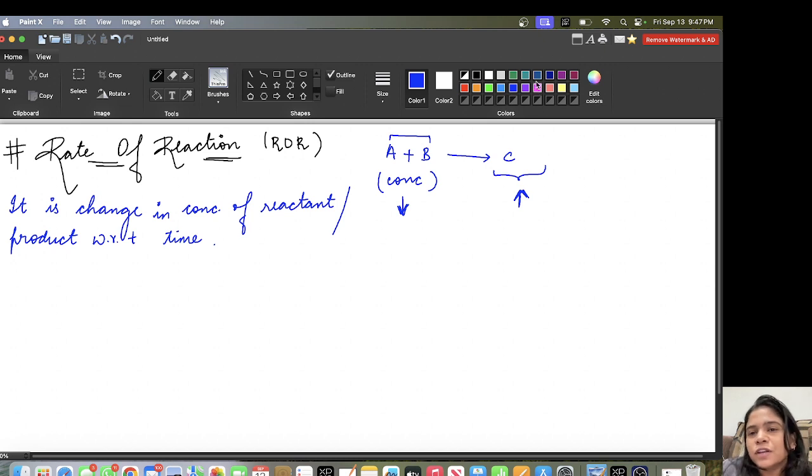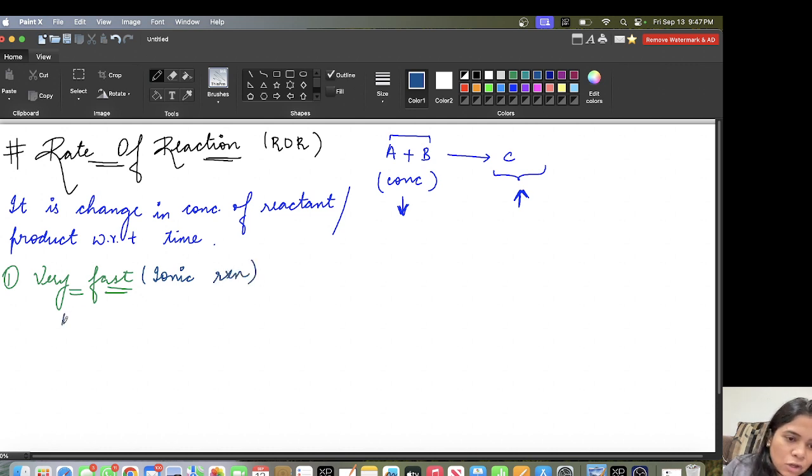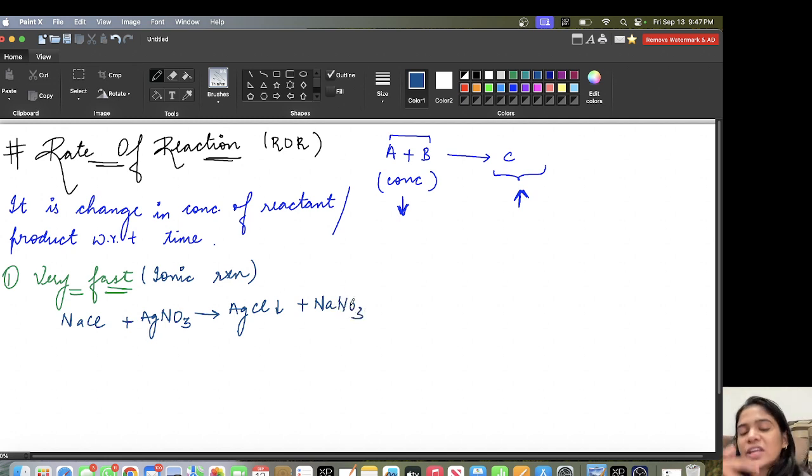Now there are various kinds of reactions, right? Some reactions happen very fast, for example your ionic reactions. Ionic reactions happen very fast. For example, NaCl plus AgNO3 is giving you AgCl, which comes as a precipitate, plus your NaNO3. This particular reaction and various other ionic reactions happen very fast. This particular reaction happens in 10 to the power minus 6 seconds.